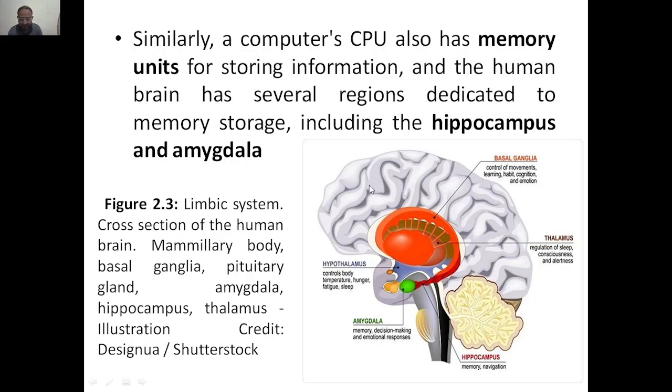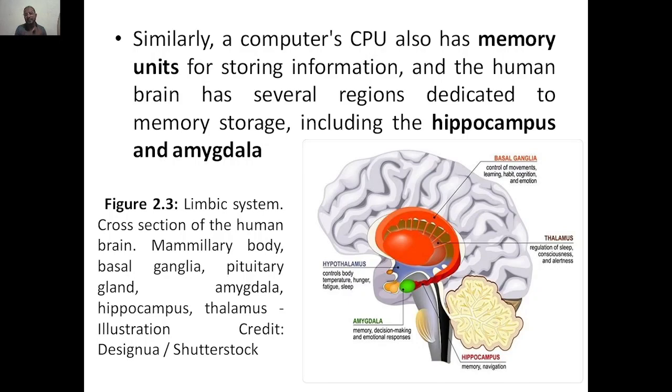So this is exactly how it looks like. You can see here the hypothalamus. This controls the body's temperature, hunger, fatigue, sleep. The hypothalamus remembers when you eat. For example, if in the morning I didn't have breakfast, the hypothalamus tells me that I have not had my breakfast, and my stomach will experience hunger. So that information is stored in the hypothalamus.